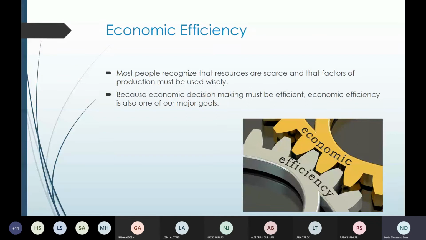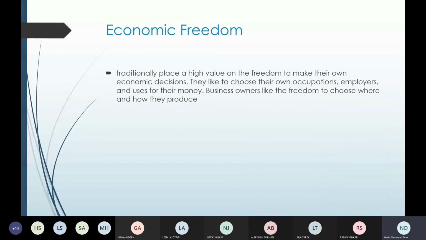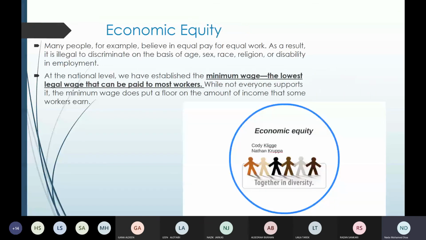When everything works in harmony, most people recognize that resources are scarce and that factors of production must be used wisely. So when it is used wisely, it is economic efficiency. So number 1, economic freedom. Number 2, economic efficiency. Number 3, economic equity. It means that there is a minimum wage, for example, which is the lowest legal wage that can be paid to most workers. In economic equity, it is illegal to discriminate on the basis of age or sex or race or religion or disability. Everyone is equal in wages, whether you are colored or female or male, Muslim or Hindu, all are equal, no matter who you are. So this is economic equity.